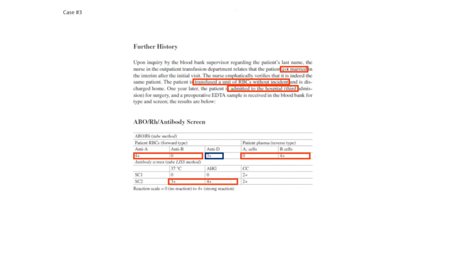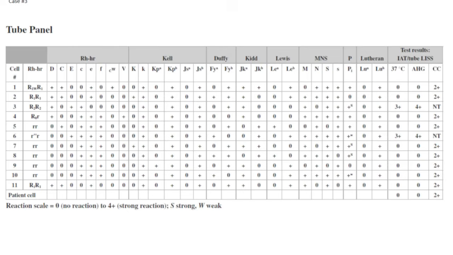And we can see that this is a warm reacting IgG antibody that looks like a clinically significant alloantibody based on the pattern, right? So what do we need to do next? So we will go for a 2-panel. Right. So what is the 2-panel showing us?